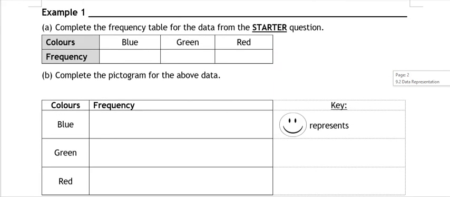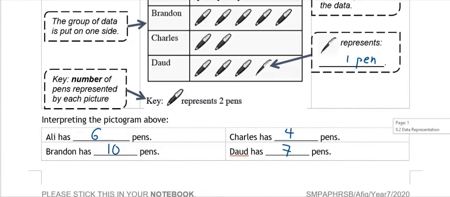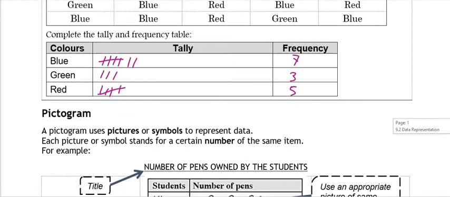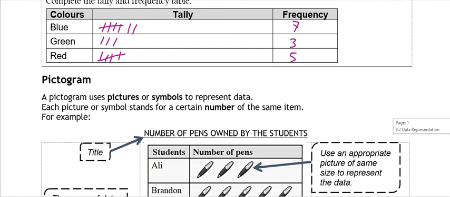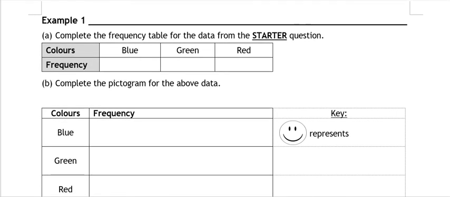Okay, let's move on to the next example. Complete the frequency table for the data from the starter question. Now the starter question here I've already completed in the beginning, so you just have to write the frequency. 7 is for blue, 3 is for green, and 5 is for red. So just complete this one first. So 7 for blue, 3 for green, and 5 for red.